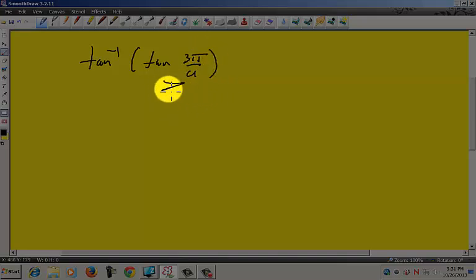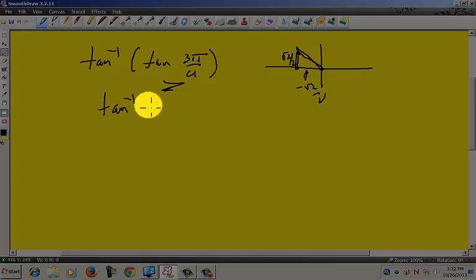Let's go find tangent of 3 pi over 4. Let's go look at the quadrant. Okay, this 3 pi over 4 is going to be there, and 45 degree angle. This is going to be negative rad 2 over 2, and it's going to be rad 2 over 2. So tangent turns out to be negative 1. So I have a tan inverse of negative 1.